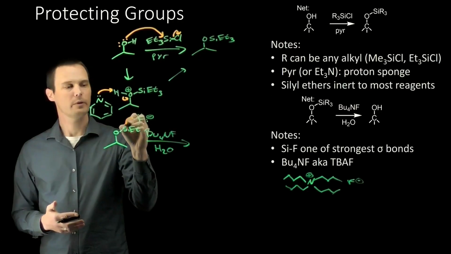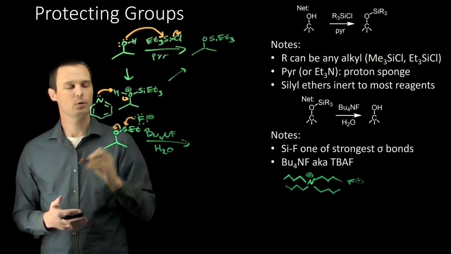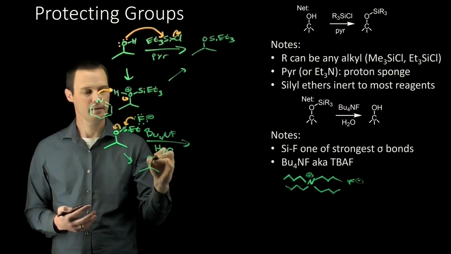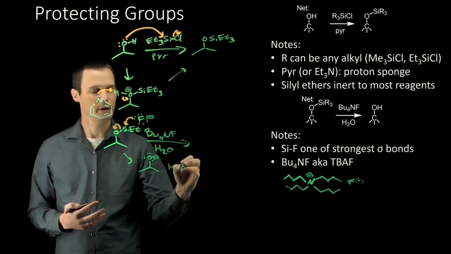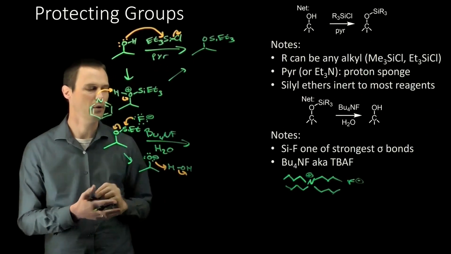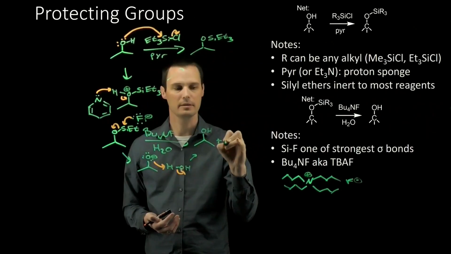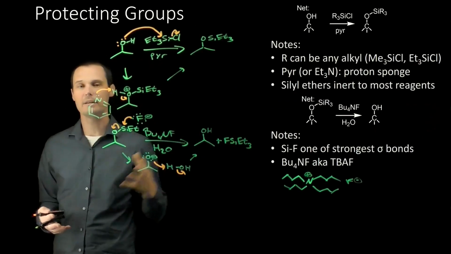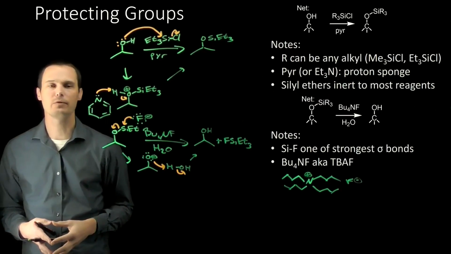We use a lone pair on fluorine to form the strong silicon fluoride bond that forms an alkoxide, and that alkoxide can get protonated by water to reform our alcohol. And the byproduct here is the silicon fluoride, and that is the thermodynamic sink. That's the driving force for this reaction.